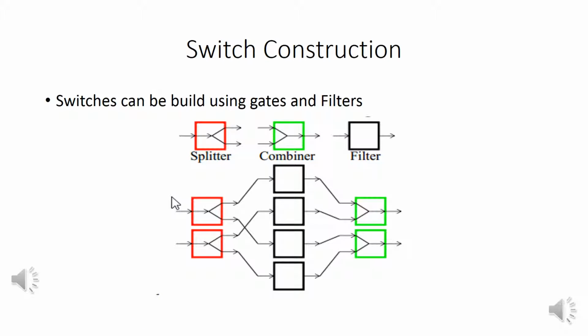Now I will talk about how a switch is constructed. A splitter, a combiner, and a filter are used. Each input is split between N outputs, which are amplified using EDFA as a filter. Remember, the combiner has only one active input.